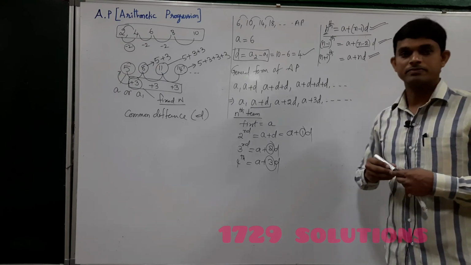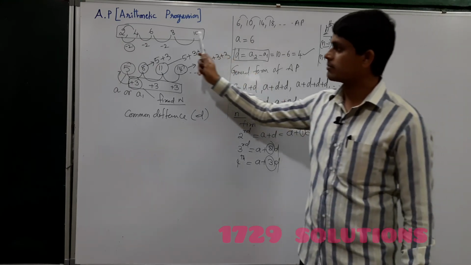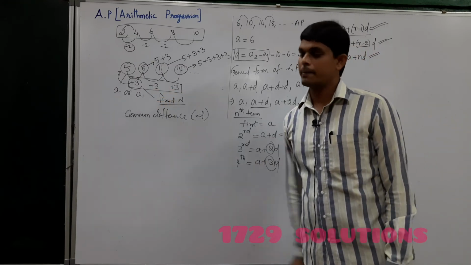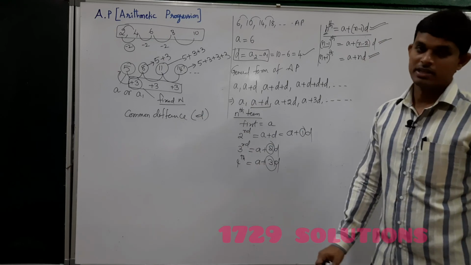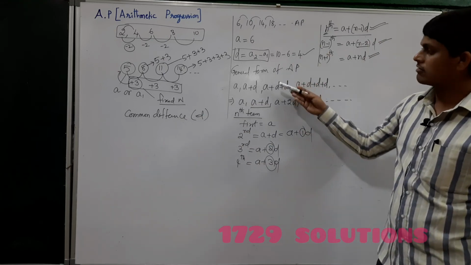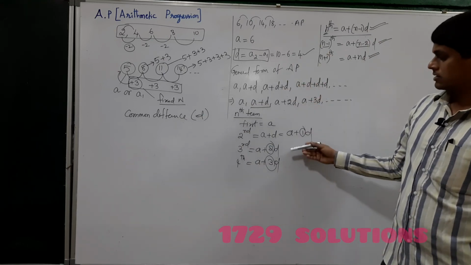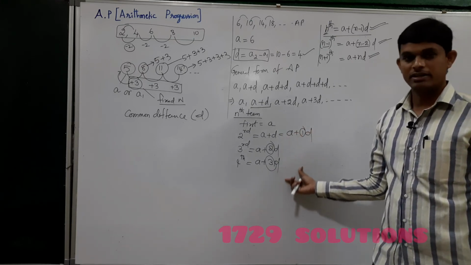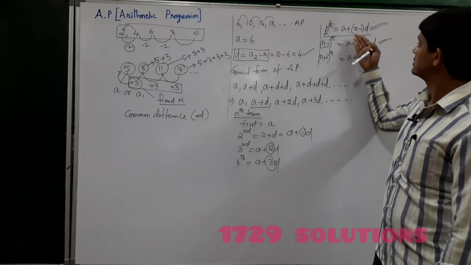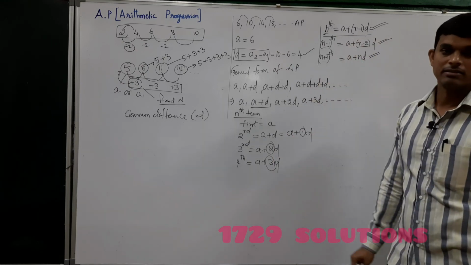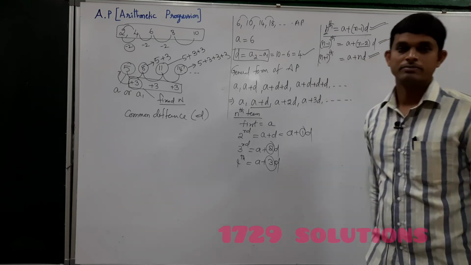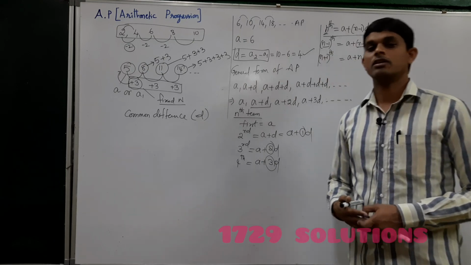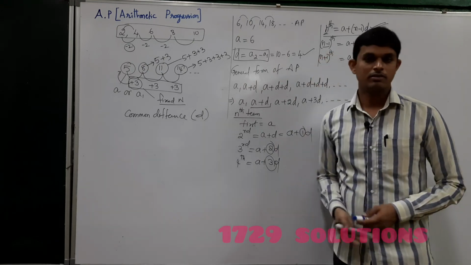Once again, clear? So these are the types of terms in AP. The first term is denoted by A, then the common difference is D. These are the general form of AP. By guessing the first term, second term, third term, there is a pattern to identify them. With the help of that, we can write the nth term. This is a very, very important formula, the nth term. In the next class, we are going to find how to find the 6th term, 10th term of an AP or any other term with the help of this formula. Okay, children?